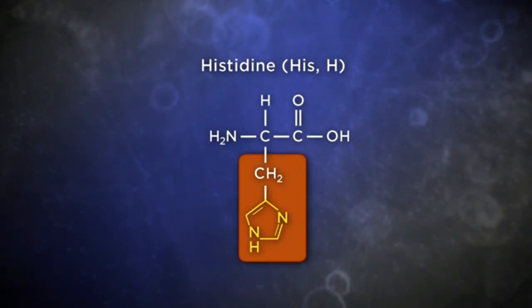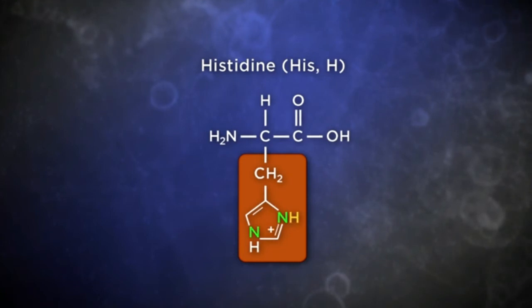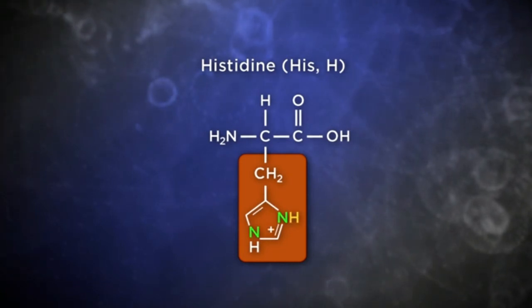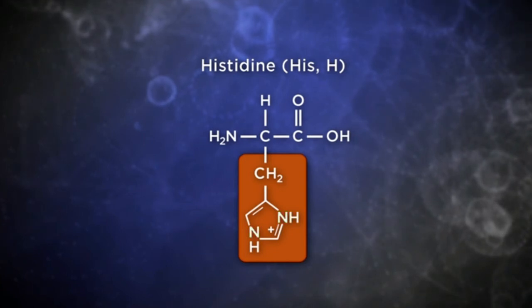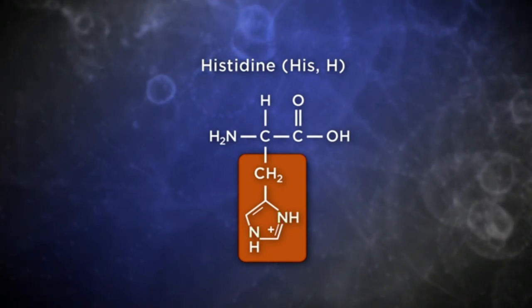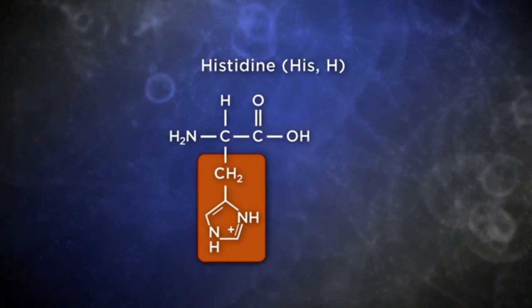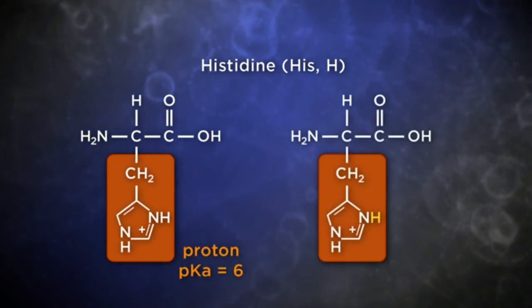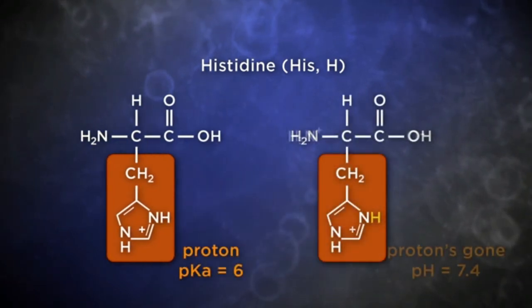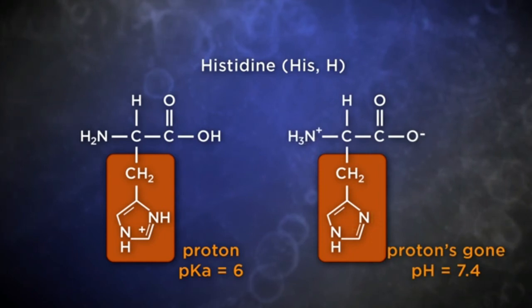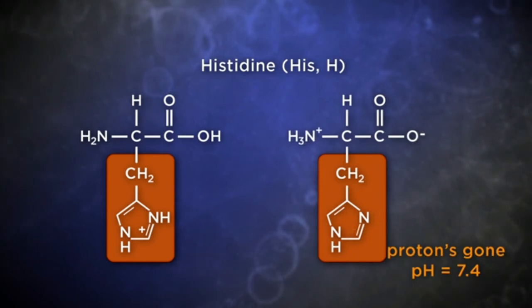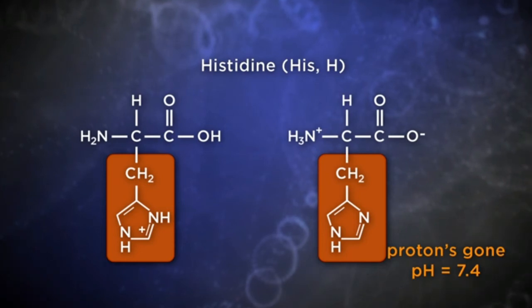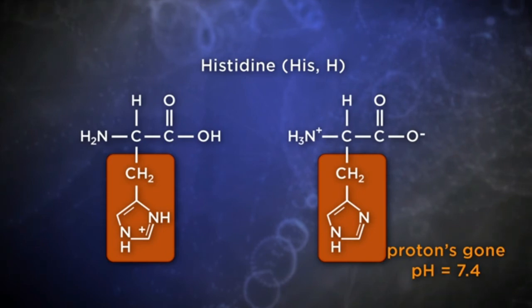Histidine's ring contains 2 nitrogen atoms that share a proton when the pH is sufficiently low, giving the group as a whole its positive charge. Histidine's ring-shaped R group is the basic amino acid with the lowest pKa of 6, meaning at physiological pH of 7.4, the proton's gone. Losing a proton means histidine's ring is mostly uncharged because when a basic group loses a proton, the charge goes from +1 to 0.